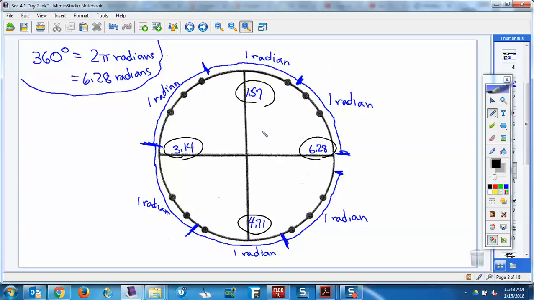Okay, instead of in degrees, we can measure here. Now again, you might be wondering, why do we need this? Why can't we just use degrees? We're used to that. Well, there's a lot of formulas that involve this relationship, this circular relationship here.